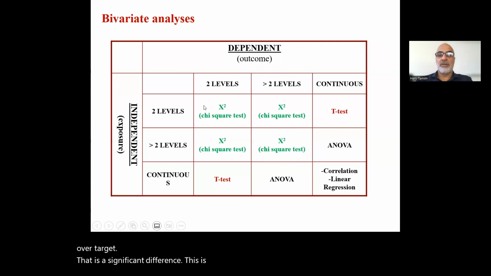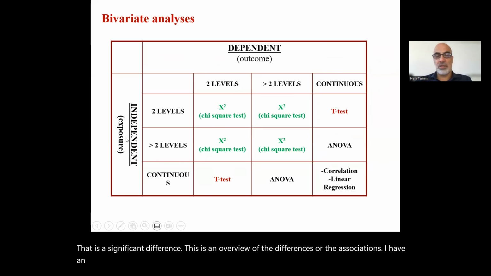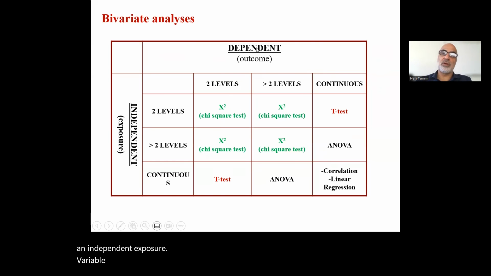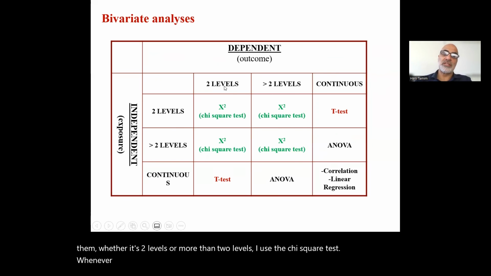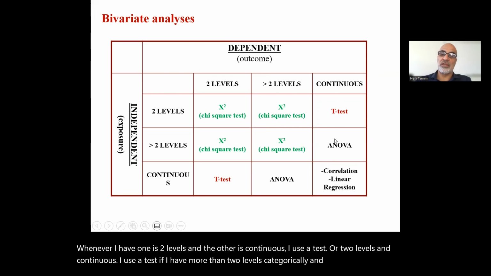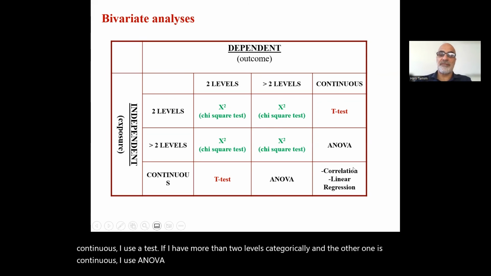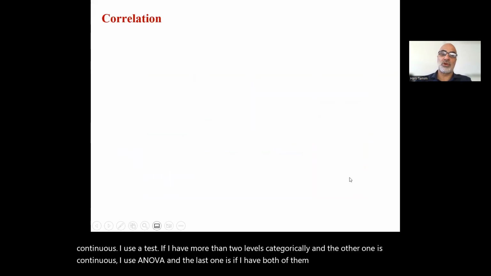This is an overview of the differences or the associations. I have an independent exposure variable, and I have an outcome dependent variable. Whenever they are categorical, both of them, whether two levels or more than two levels, I use the chi-square test. Whenever one is two levels and the other is continuous, I use a t-test. If I have more than two levels categorical and the other one is continuous, I use ANOVA. And the last one is if I have both of them continuous, I use correlation.